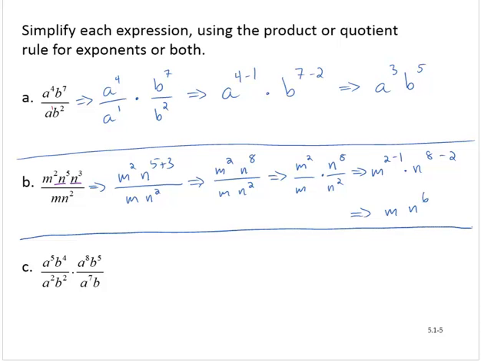Exercise C, we have a to the fifth b to the fourth over a to the second b to the second times a to the eighth b to the fifth over a to the seventh b. Like I've done in both of the previous exercises, I'm going to split these bigger fractions up into smaller fractions. So I will write a to the fifth over a to the second times b to the fourth over b to the second. So that's the first fraction. The second fraction is a to the eighth over a to the seventh times b to the fifth over b.